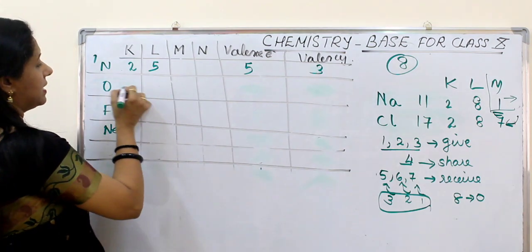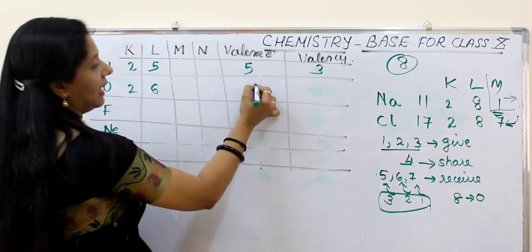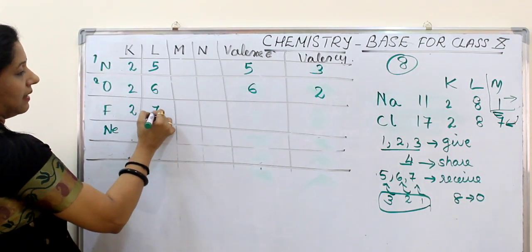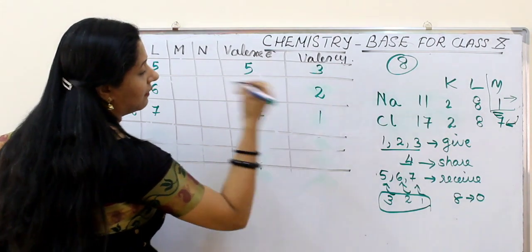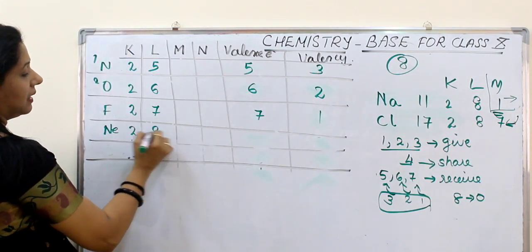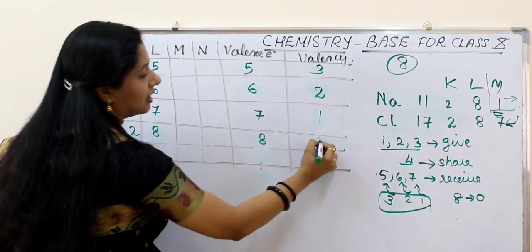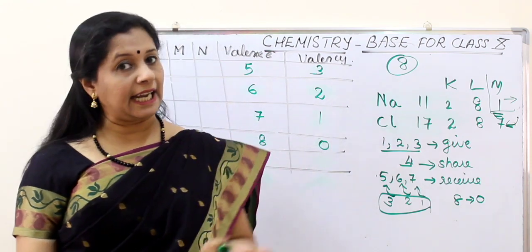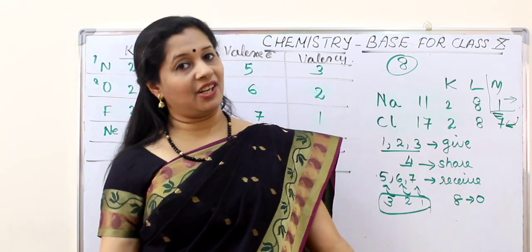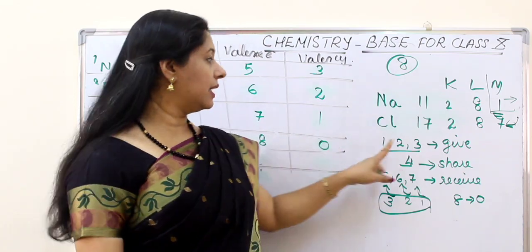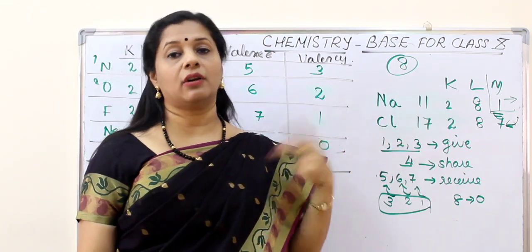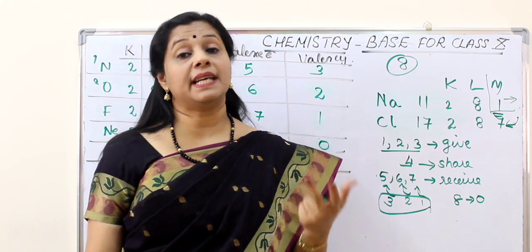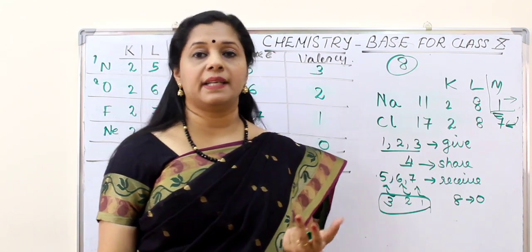So next is oxygen 8. So 2, 6. Valence electrons is 6 but valency is 2. Fluorine 2, 7. So here 7 but 1 will be taken. Neon 2, 8. So here 8 are there. So valency becomes 0. Neon is an atom which is stable. It has got 8. Every atom is struggling to get 8, but neon already has 8. So neon is happy. So neon does not have to worry about any giving or taking. So it is 0. Such elements or atoms are called noble gas configuration. They are all gases, so we call it a noble gas configuration.